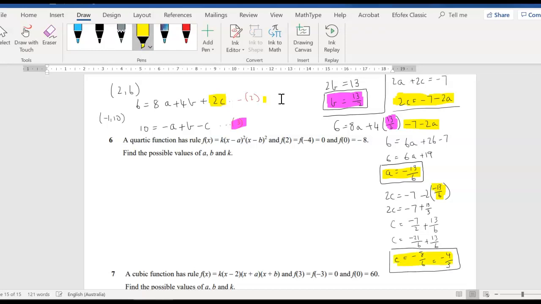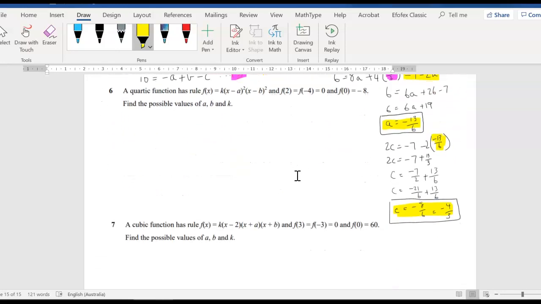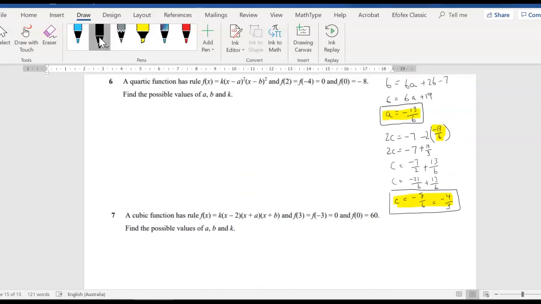So we found a, b, and c. Now the question does ask for the equation. Remember, here's our equation of the cubic. d is 0, so we don't have to worry about that. All we're going to do now is substitute in for a, b, and c. I'm going to have to keep going down the side of this page. You can write either f of x or y, it doesn't matter, I'm just going to write y. So y equals, the value of a is negative 13 on 6, x cubed.